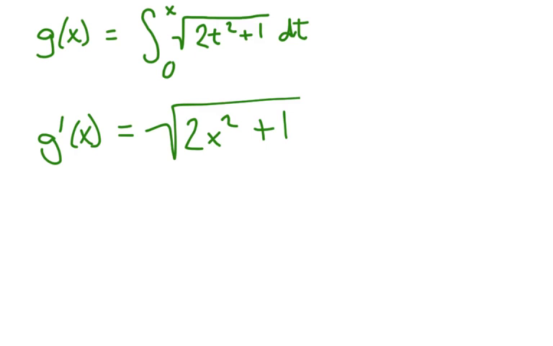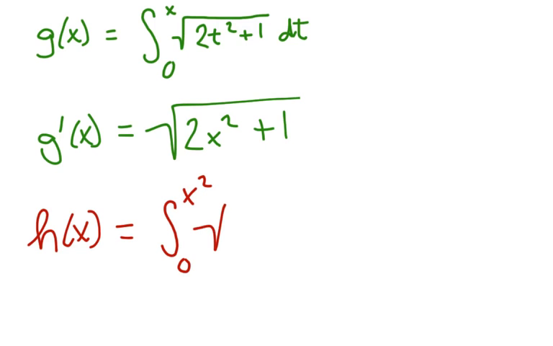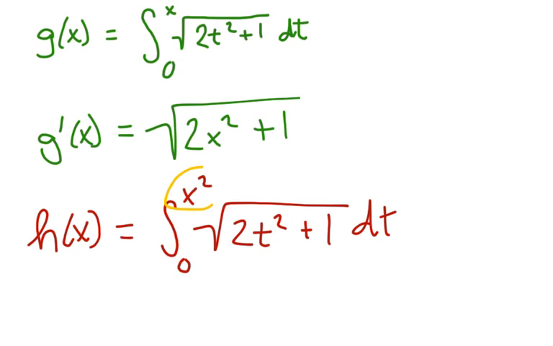But there are times when they do make the function a little bit different. So say we had h of x, and I'm going to use the same exact integrand here, but I'm going to change the upper limit of integration to x squared, and then we're going to have root 2t squared plus 1 dt here. And if we want to find h prime, this is essentially the same problem. I still need to take the x squared and put it in place of the t that's sitting right here, just like I did for g when I took its derivative.